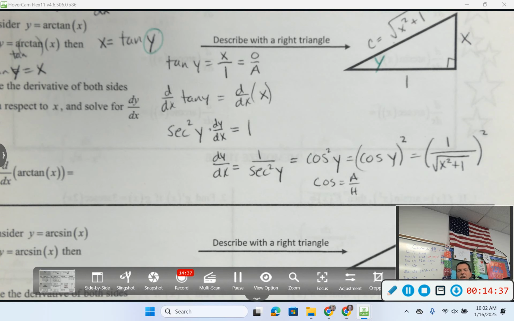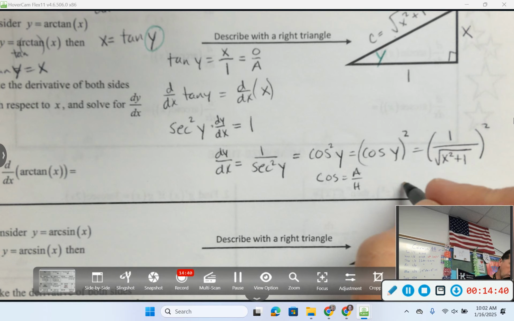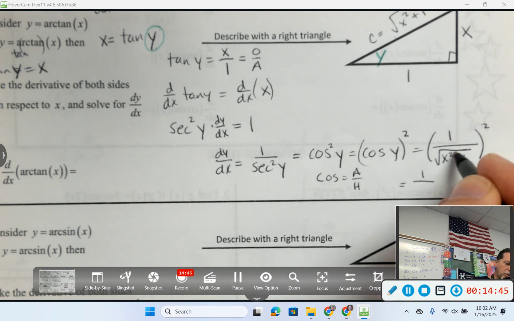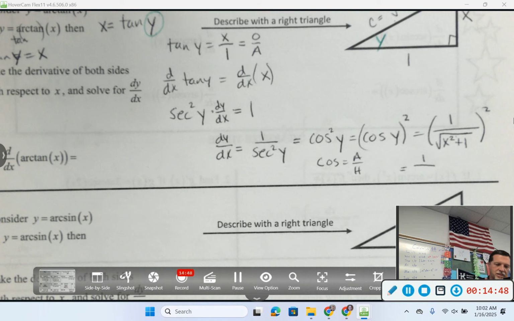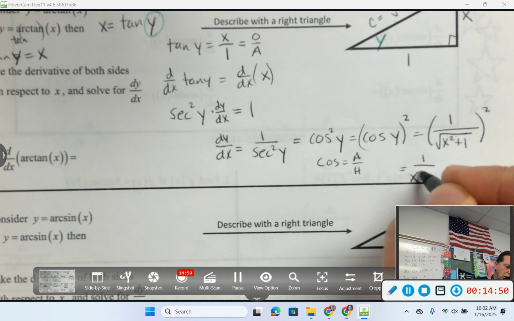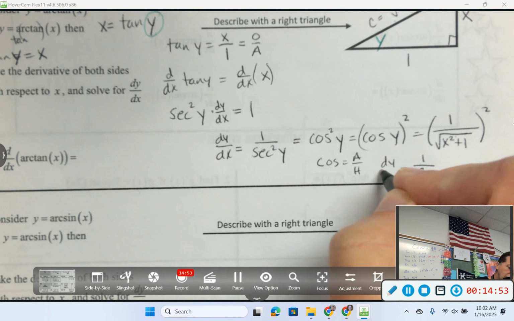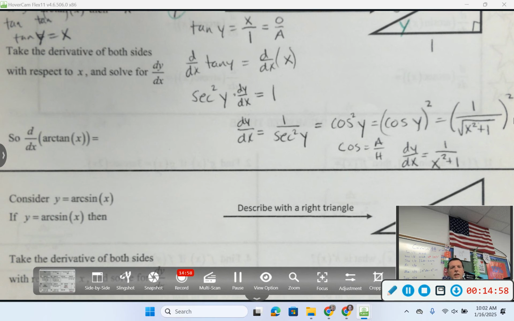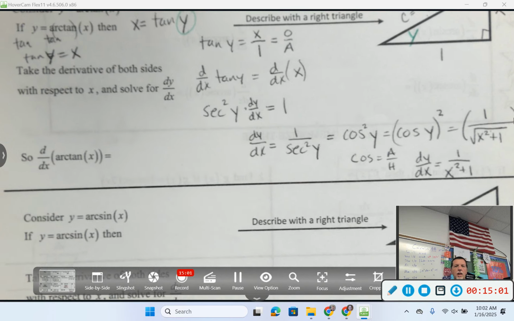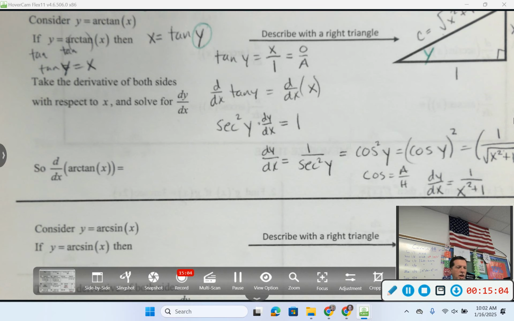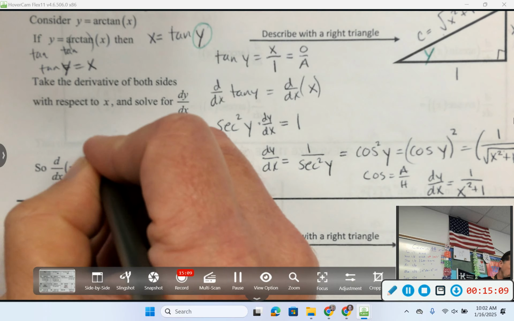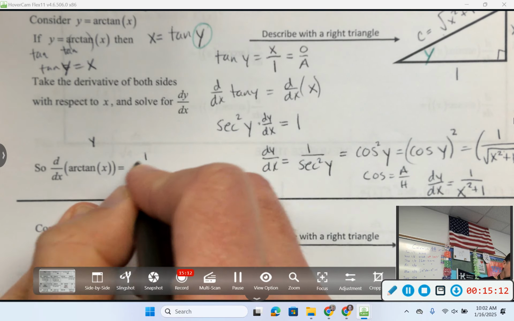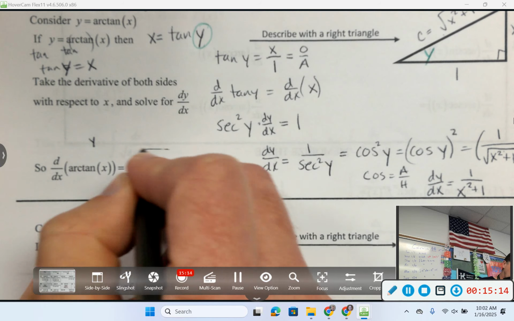Oh, well, this works out kind of nice for us. Because what happens when we square 1? We get 1. And what happens when we square the square root of x squared plus 1? Yeah, the square root and square cancel each other out. So all that to say, dy/dx is 1 over x squared plus 1. But y was the arctangent, back all the way to the beginning here. So this means the derivative of arctangent, the derivative of y, is 1 over x squared plus 1.